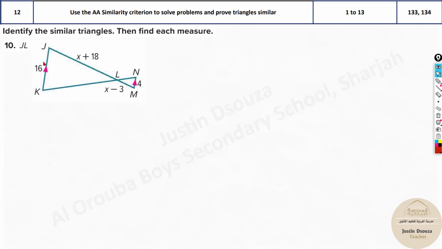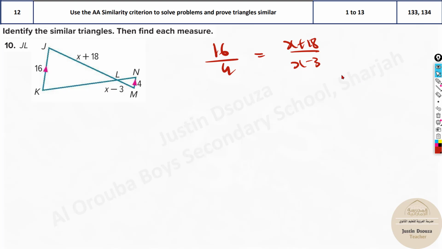Same thing over here. Please do try this by yourselves and solve. Now here we know these are similar, so directly I'll write proportionality. The bigger triangle 16 divided by the smaller triangle equals x plus 18 divided by x minus 3. It's up to you. You can write the small triangle as well. It's fine, and you'll get the correct answer.